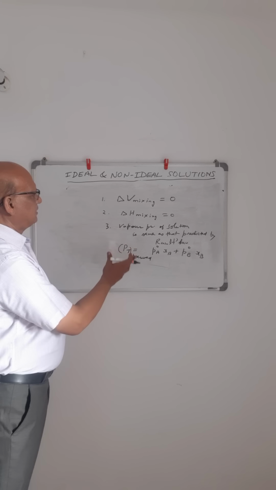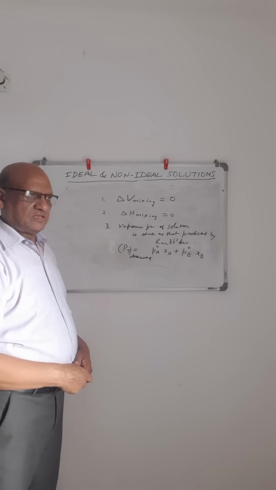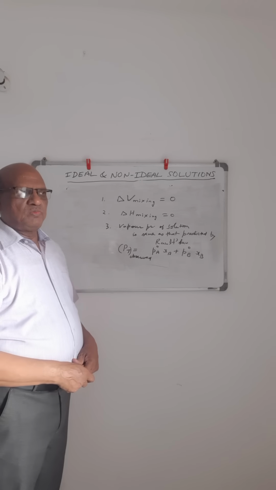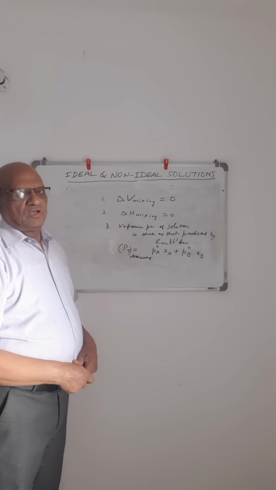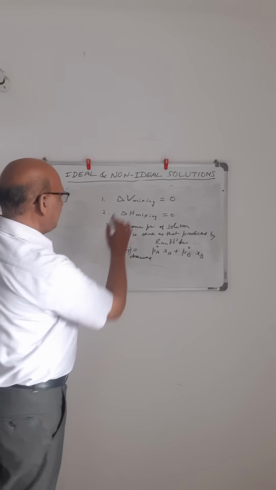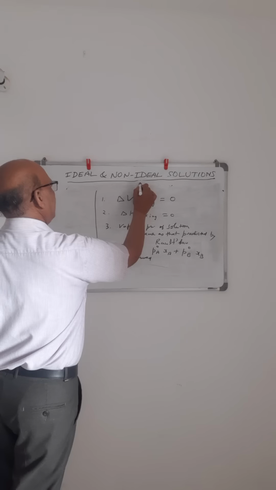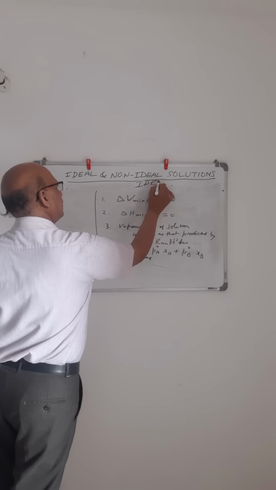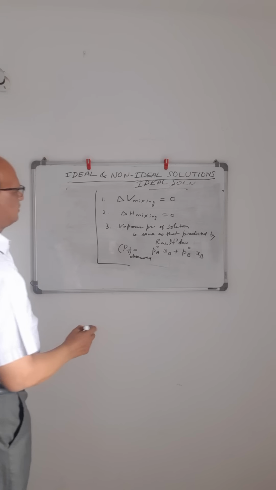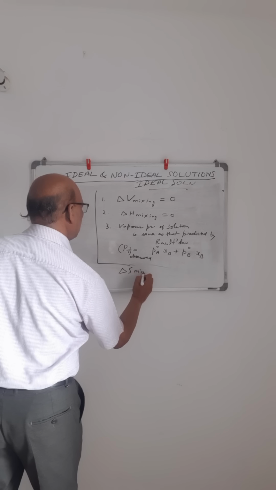And what is the main condition? The molecular interactions, that is intermolecular forces of attraction between the molecules of A and A and that between B and B, should be almost same as that between molecules of A and B. Okay, so that is the prior condition. If that condition is satisfied, then all these three will be satisfied. Then we say that this is an ideal solution.